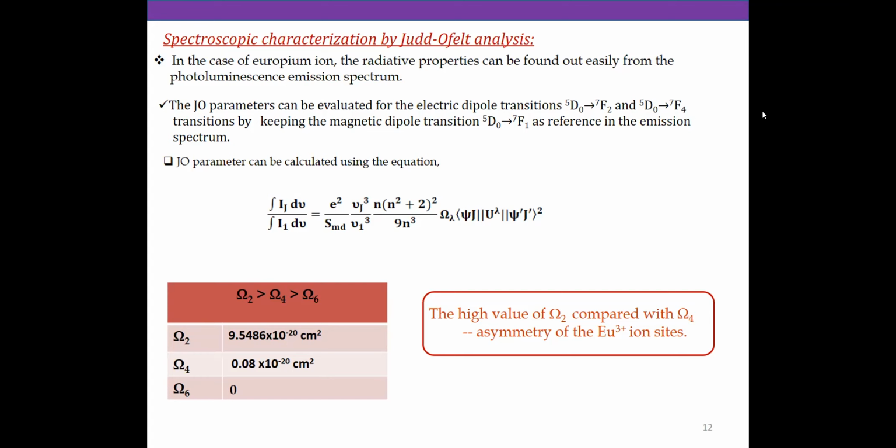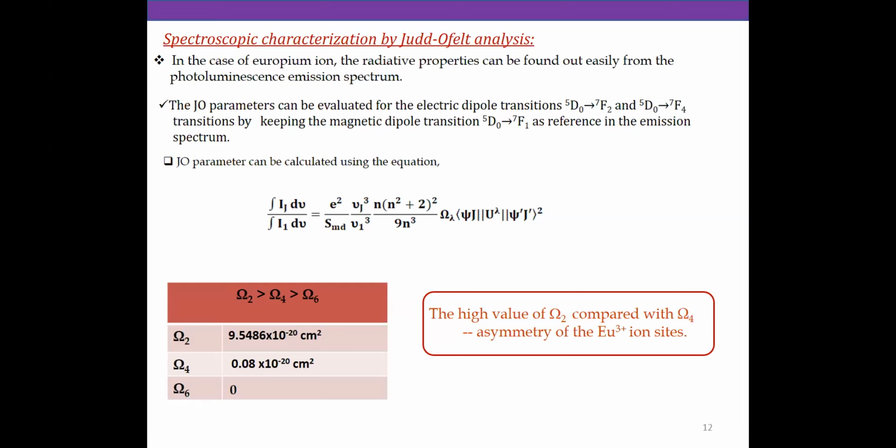From the emission spectrum, which I have discussed earlier, I have calculated the spectroscopic parameters of this tungstate host by using the emission spectrum. For that, we have to find out the JO intensity parameters. The JO intensity parameters are denoted as omega 2, omega 4, omega 6. These JO intensity parameters are calculated using this equation.